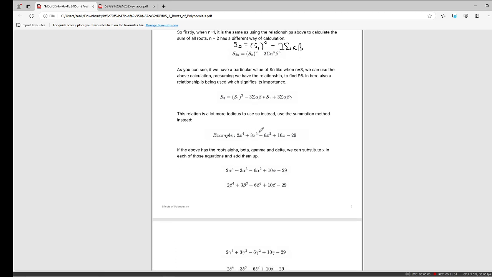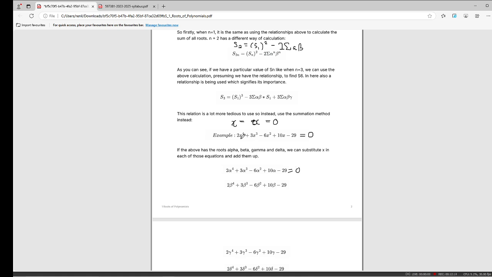2x to the power 4 plus 3x to the power 3 minus 3x squared plus 10x minus 29. As the above equation has roots alpha, beta, gamma, delta, this is something that we just need to assume. So when you plug in x equals alpha, you're going to get 0 over here.